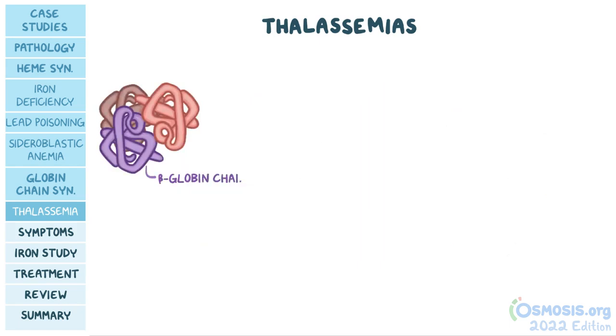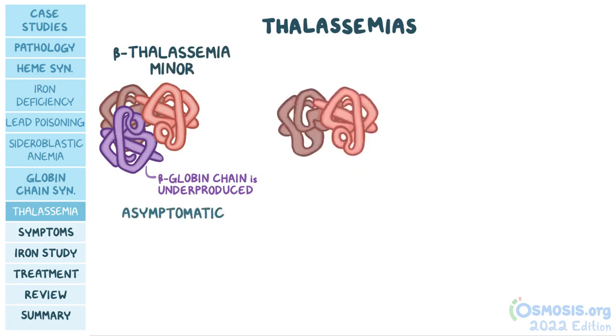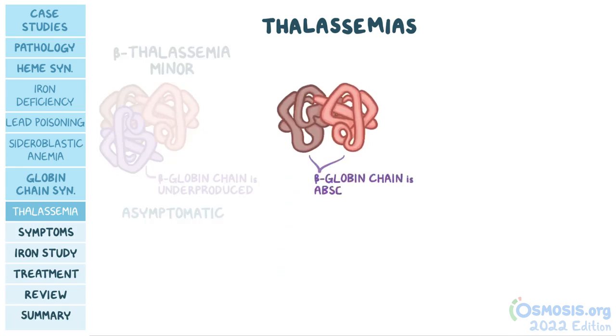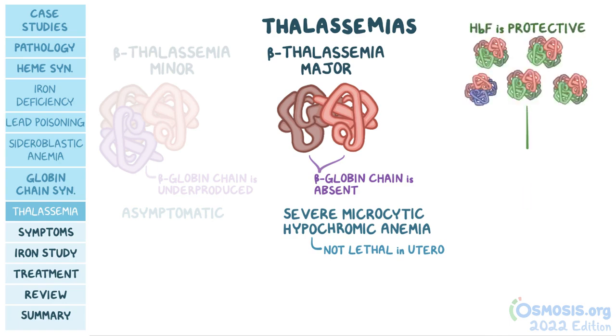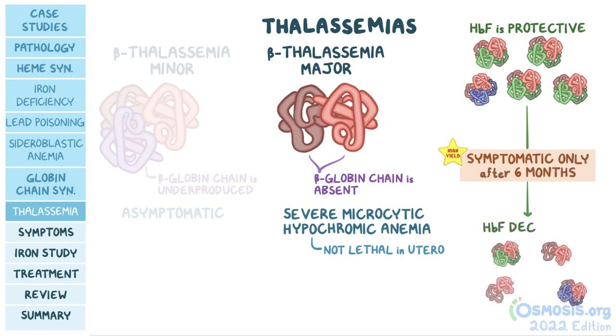Now, when beta globin chain is underproduced, we have beta thalassemia minor, which is usually asymptomatic. When beta globin chain is absent, this is called beta thalassemia major and causes severe microcytic hypochromic anemia, which is not lethal in utero as the fetal hemoglobin does not contain beta chains. So in beta thalassemia major, HbF is protective, and the disease becomes symptomatic only after 6 months when HbF declines.